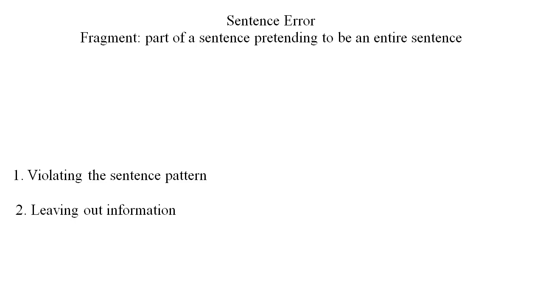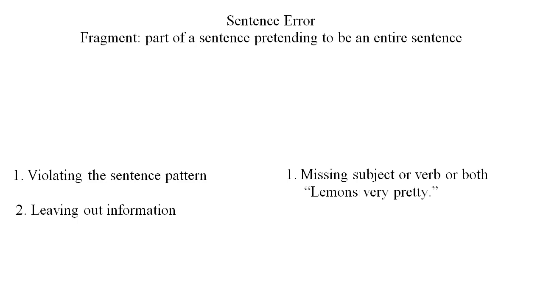Now, the fragment appears in two ways which roughly correspond to the two problems I mentioned a second ago. First is the fragment that is missing subject or verb or both. This is the kind of fragment you might produce when you're writing too quickly. You might see yourself writing something like, "Lemon's very pretty," which, as you can see, is missing a verb.